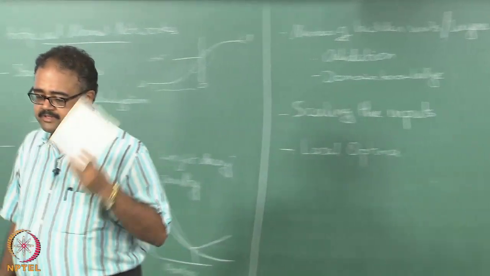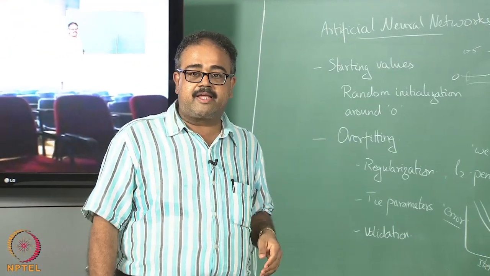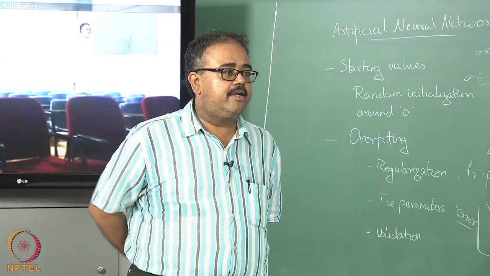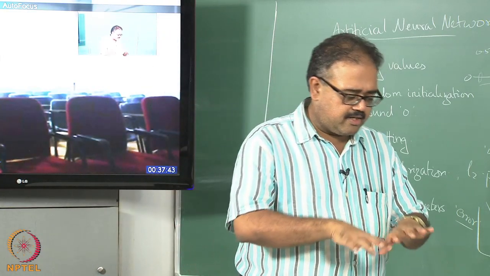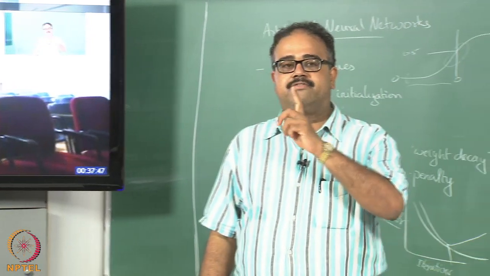And this is a problem which SVMs do not have, and that is one of the reasons they became so much more popular than neural networks in the late 90s and early 2000s. The neural network error surface is fairly complex. So what do I mean by error surface?